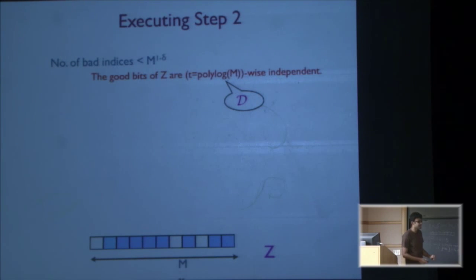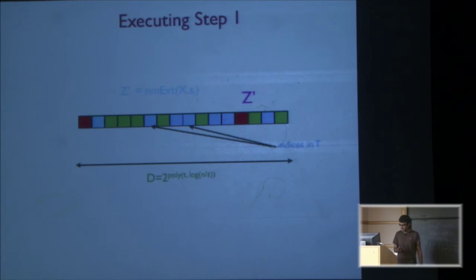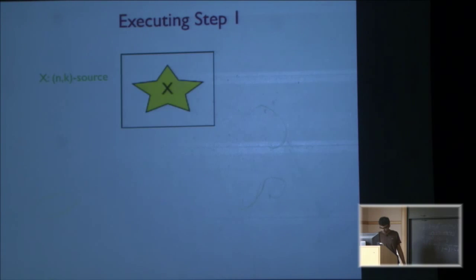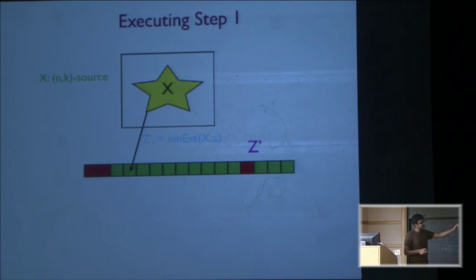Where do you get the independence? Polylog-wise? Oh, that's the black box use of the non-malleable extractor. Can you say a little bit more? Okay. So our first step was running this non-malleable extractor with this string x over all its seeds.